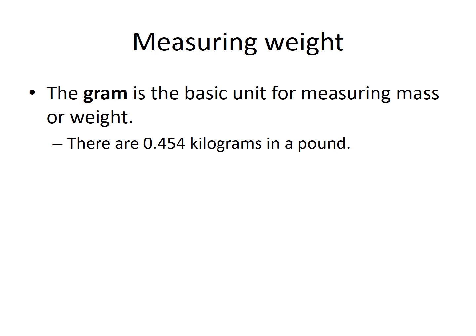When measuring the weight of an object, the basic unit of measurement is the gram. A kilogram equals 1,000 grams. There are 0.454 kilograms to each pound.